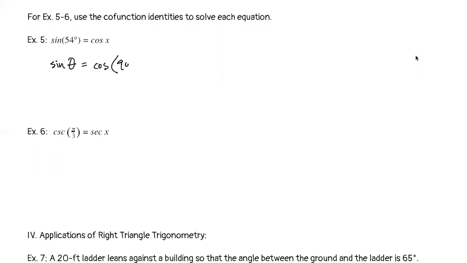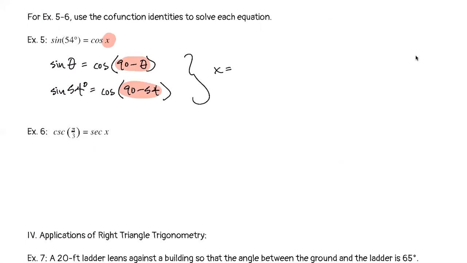Yeah, 90 minus theta. Okay. So what we're really saying here then is this x is the same as this 90 minus theta. Well, what's our theta in this case? 54 degrees. So cosine of 90 minus 54, whatever 90 minus 54 is, that's going to give us our x. So x equals 90 minus 54, or what is that?